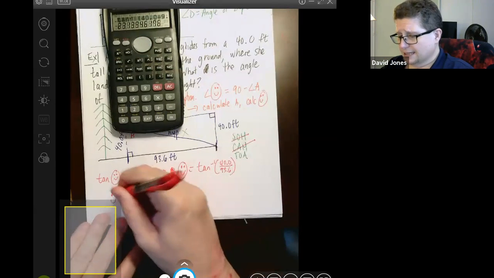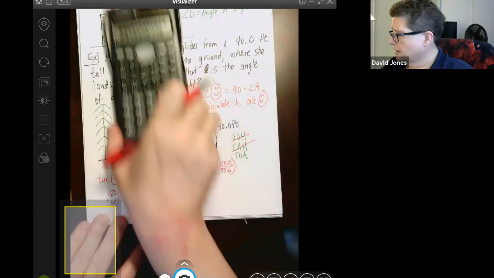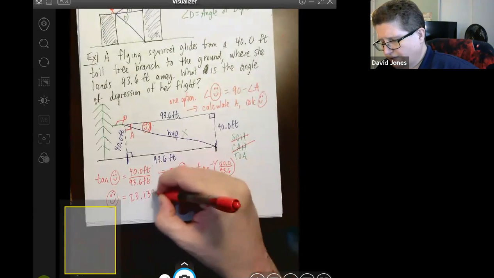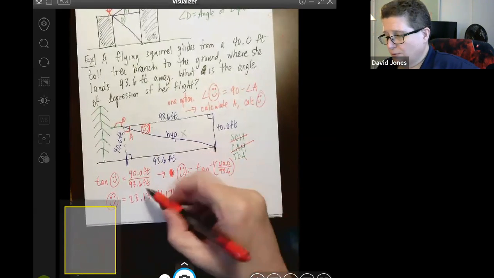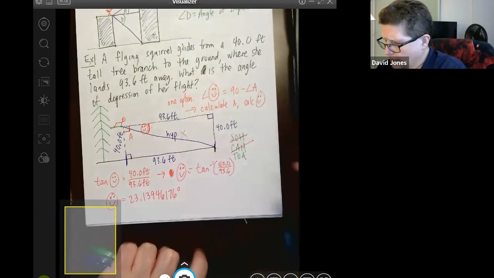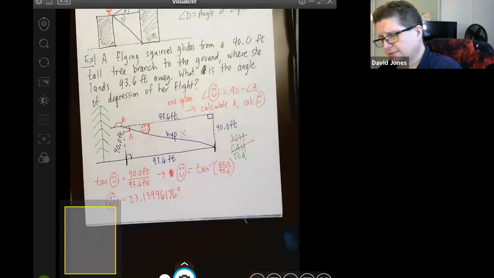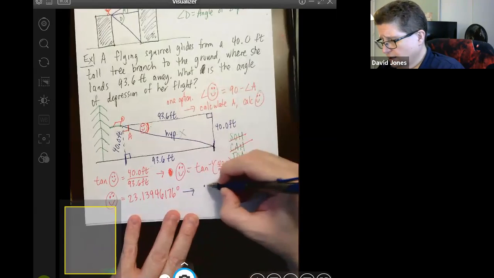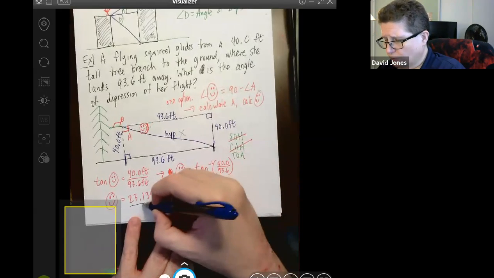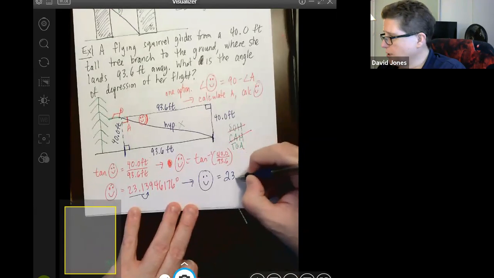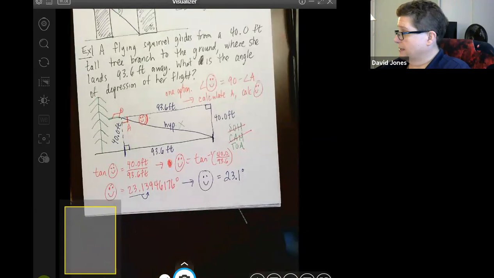So smiley face equals 23.13946176. It was in terms of angles, so it's degrees. And how many significant digits do we have? We had 3 on each of them. So for smiley face, we look at the first 3, and we round using the 4th one. The 3 says round down, so it's going to be 23.1 degrees. All right.